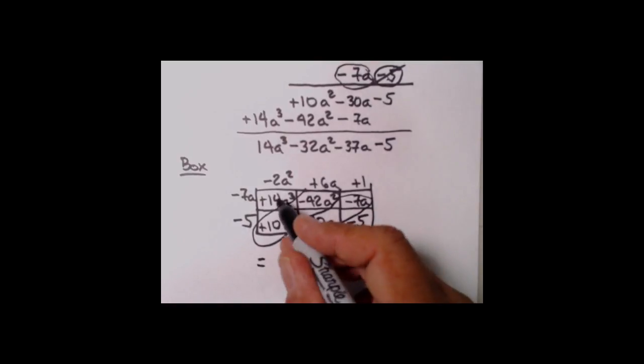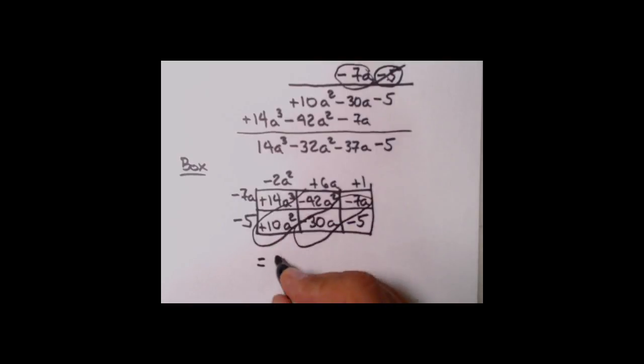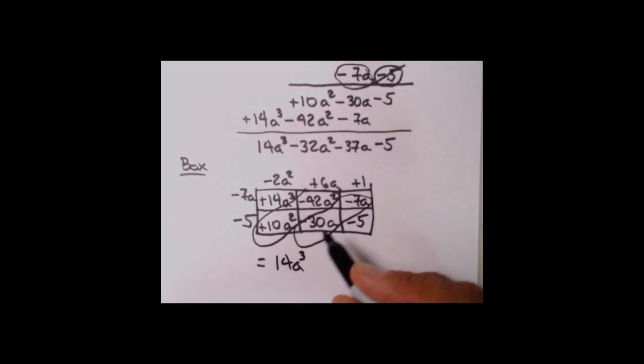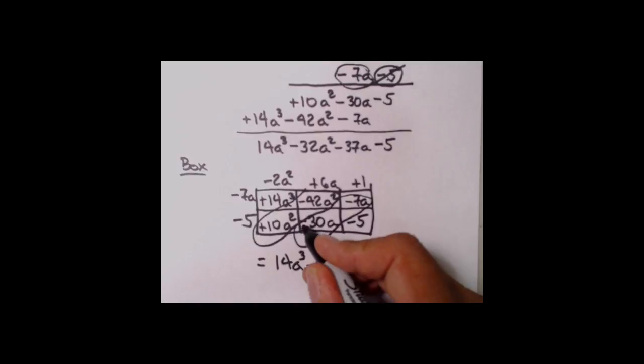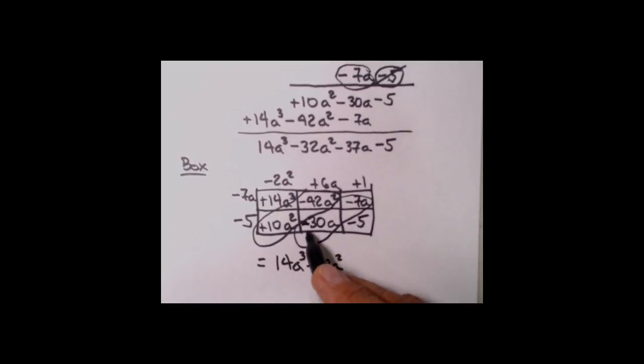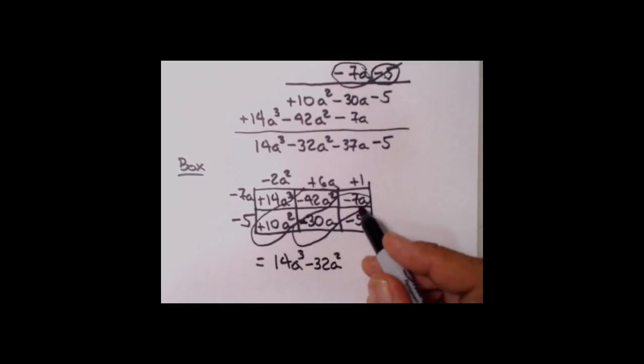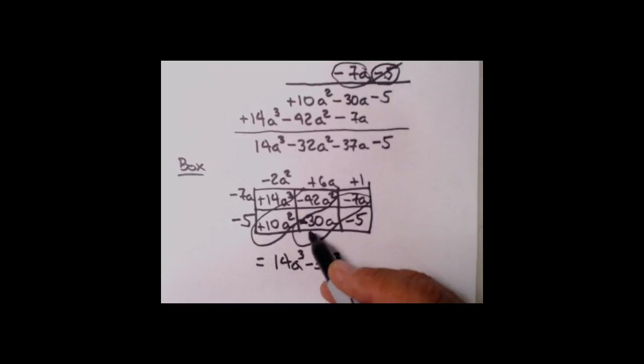Here it comes. 14a cubed. I'm putting it in descending order. You could put the plus in front or leave it off. Now we're into the a squareds. Minus 42 plus 10, negative 32a squared. Now we're down into the a to the first power. Now remember, this was a minus here. So the a's, I got negative 7 and negative 30. That's a total of negative 37a. And then, of course, the minus 5 on the end.